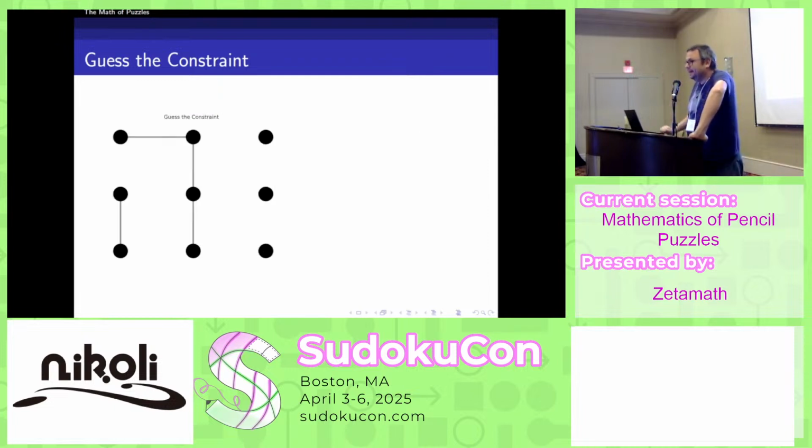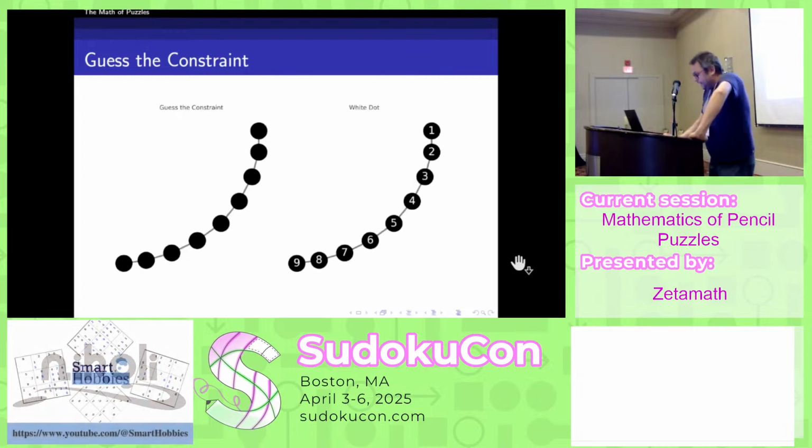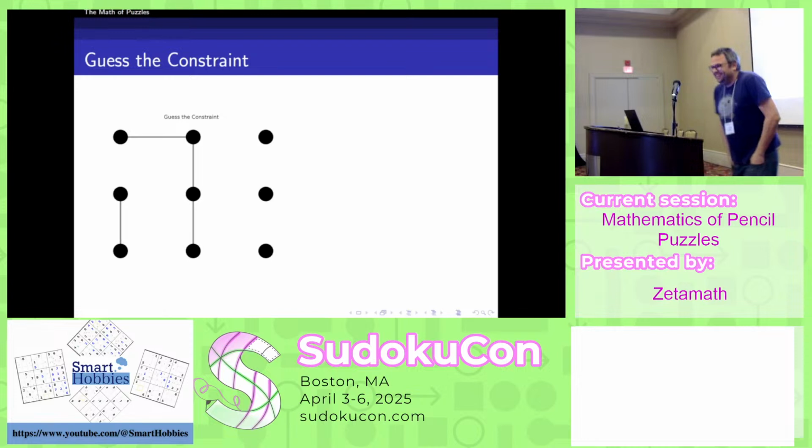Those are clearly black dots. They're clearly black dots. That is true. That's clearly black dots. Say it again now. Yeah, so this is black dots.